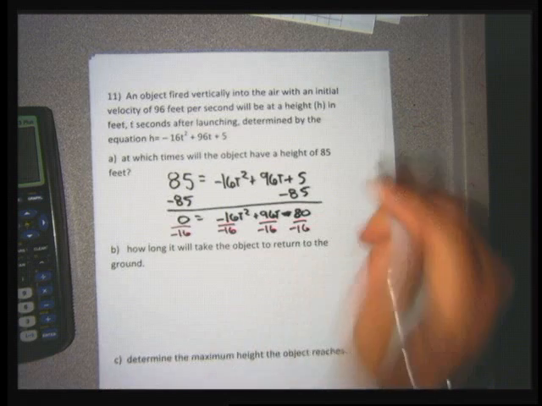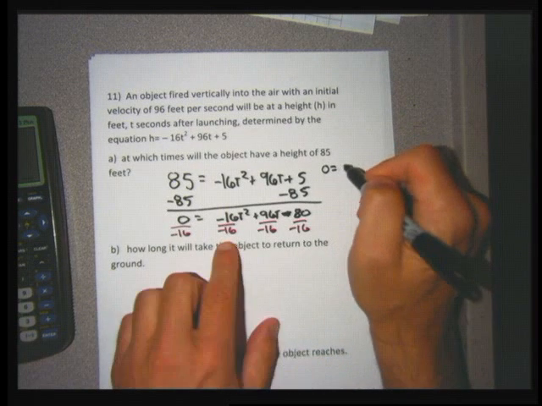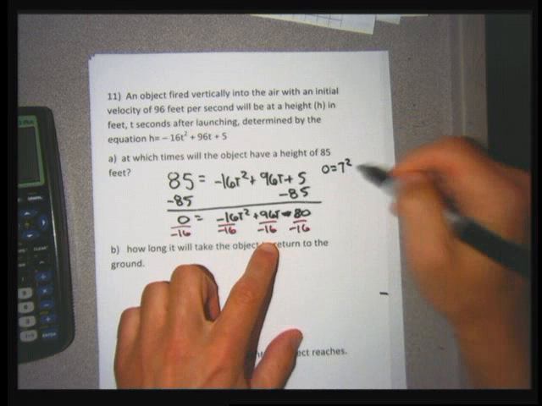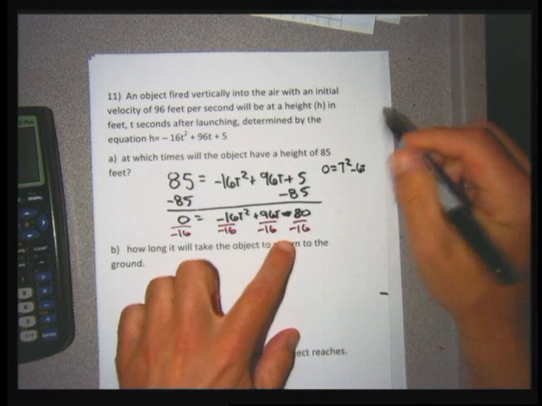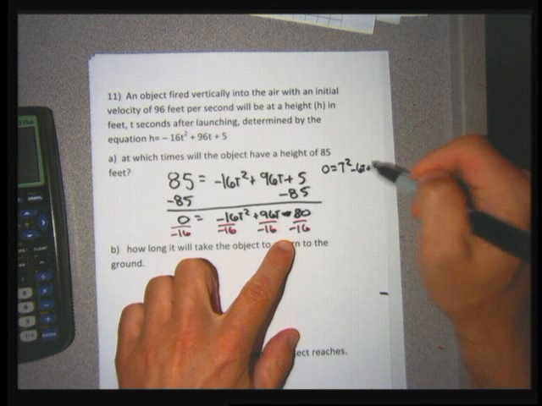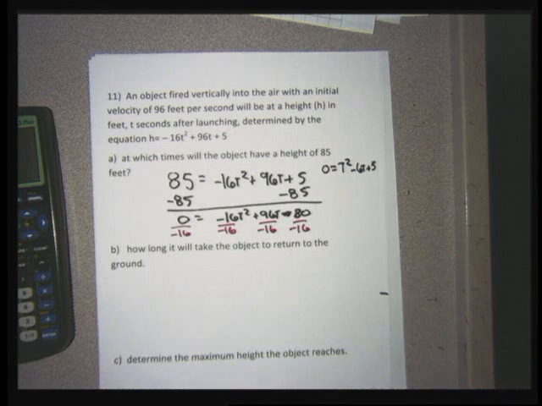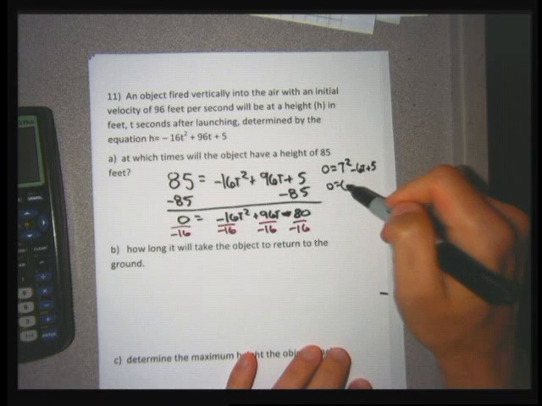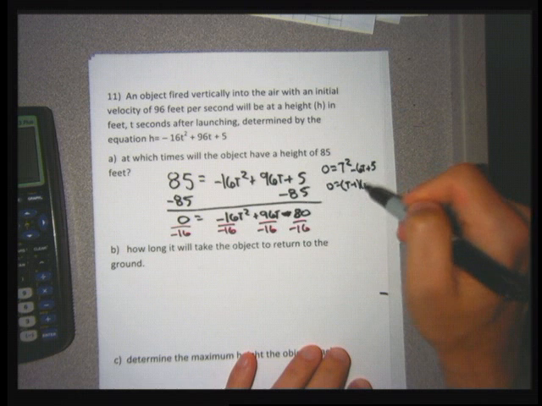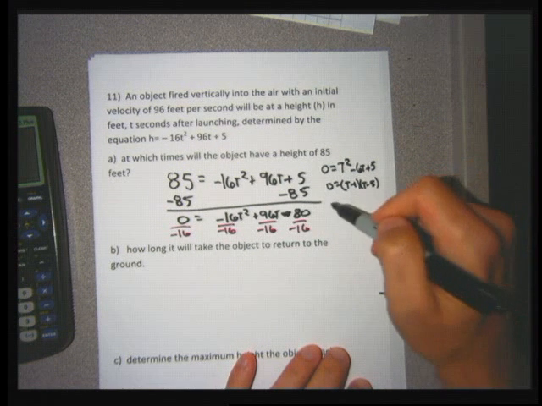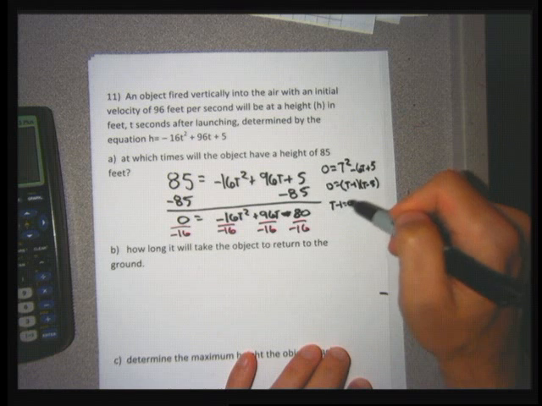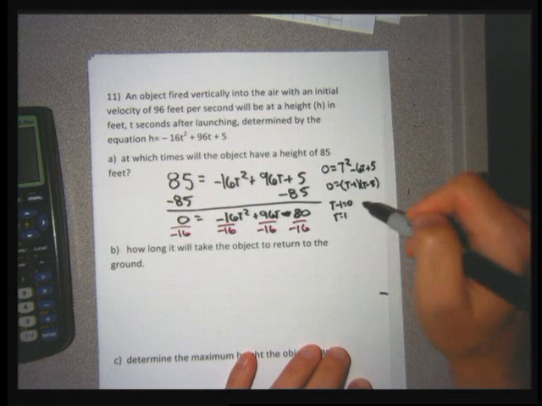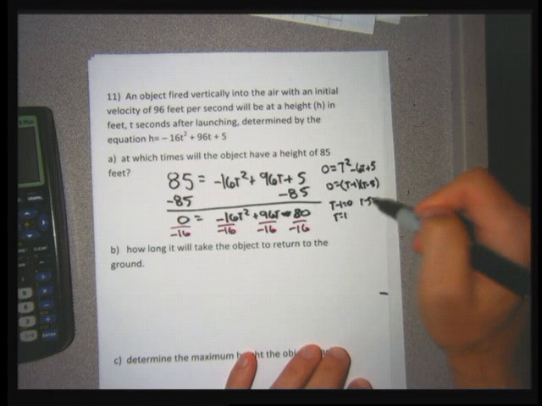It's going to leave me with 0 equals positive t squared minus 6t plus 5. Now that I have it set up nicely with small numbers, I can factor. This is going to give me 0 equals t minus 1 times t minus 5. I'll set the t minus 1 equal to 0 and get t equal to 1. I'll set the t minus 5 equal to 0 and get t equal to 5.